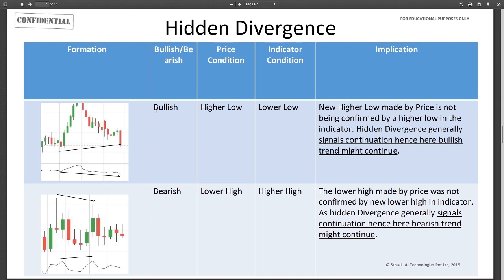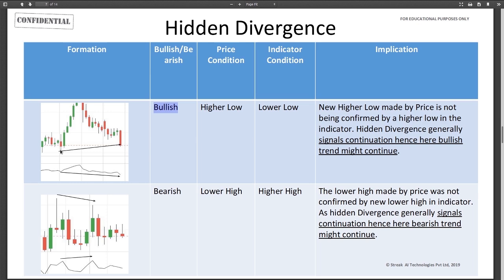In this case, for a bullish hidden divergence, the price has to form a higher low. That means the new low of the price is higher than the previous low of the price. Now again, you don't have to remember all of this. You can just print this out or take screenshots of this and use it as reference. But once we build scanners, then you don't have to actually remember any of this.